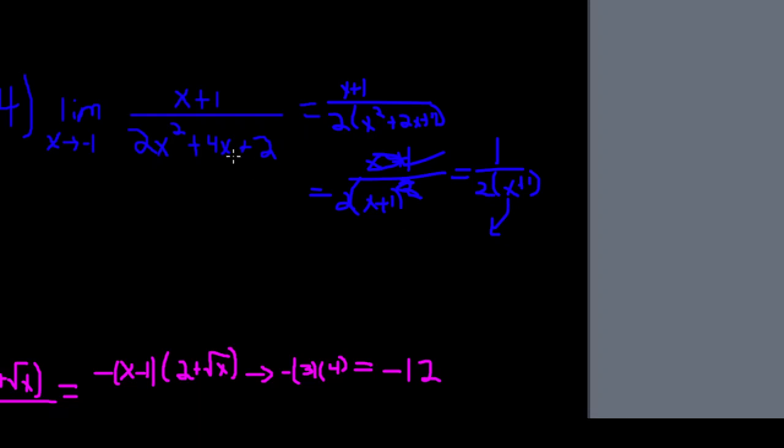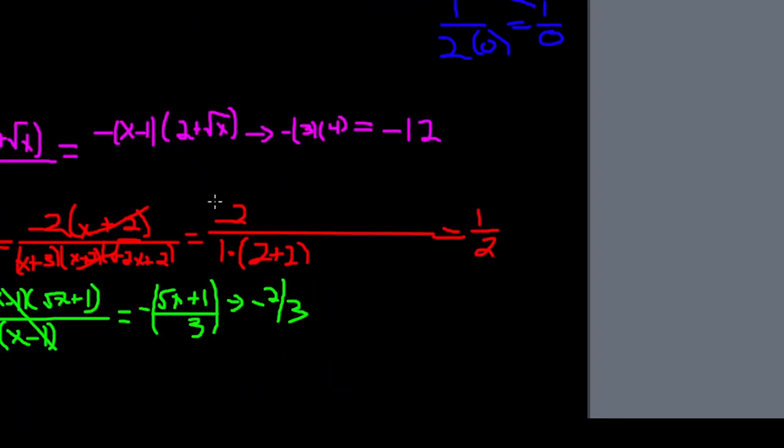And that is going to give us, plug in negative 1, you get 1 over 2 times 0, 1 over 0. 1 over 0 doesn't exist, as I just discussed before. So that's our answer. There you go.